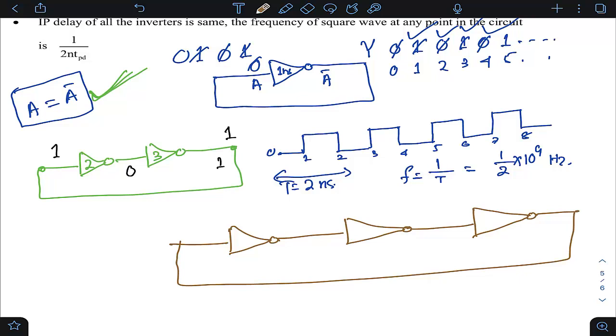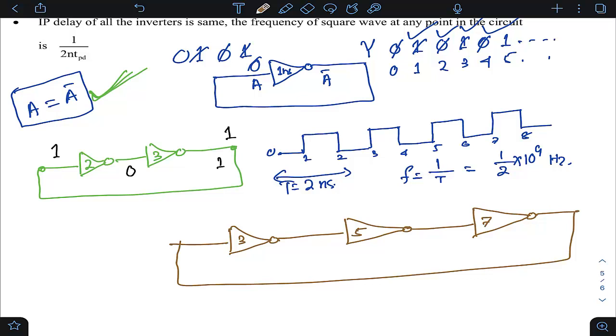So you assume that this delay is 3 nanosecond, this delay is let's say 5 nanosecond, and this delay is let's say 7 nanosecond. So naturally, students, you should be able to tell the answer whether it will be stable behavior or unstable behavior.